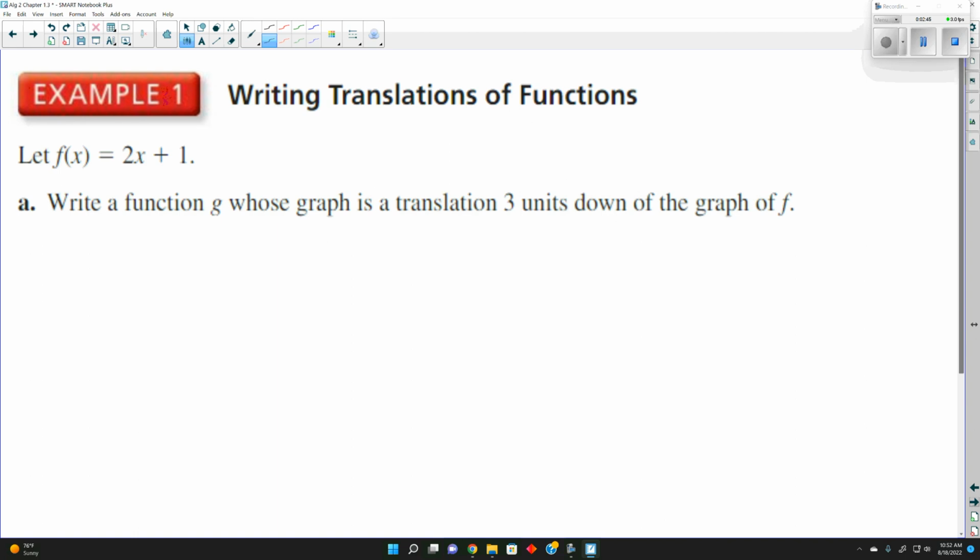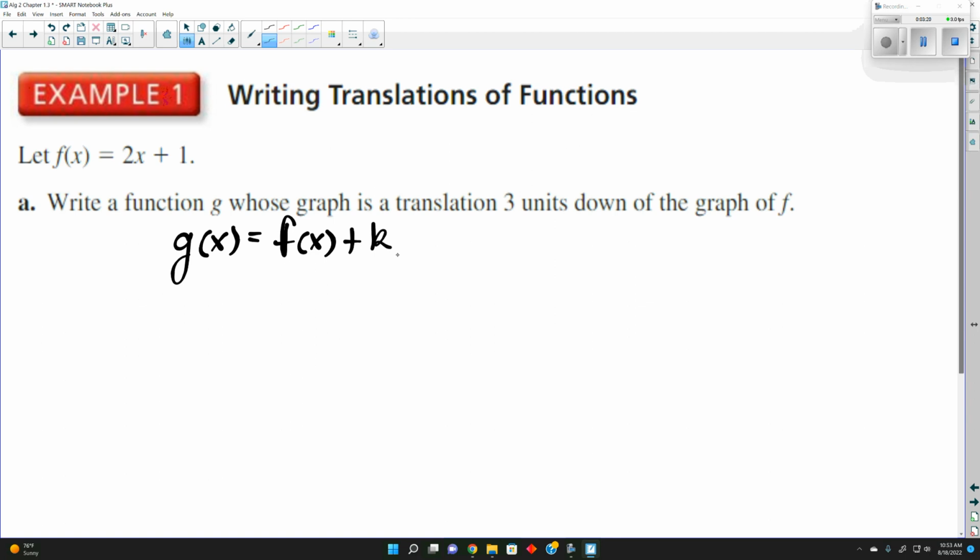Now the first one we're looking at is we want to write a function g whose graph is a translation 3 units down of the graph of f. So we want a new function g of x, the one we get once we finish applying this translation of 3 units down. Since we're moving up or down, we're talking about a vertical translation. So in the general form, we're talking about f of x plus k, where k is that translation either up or down.